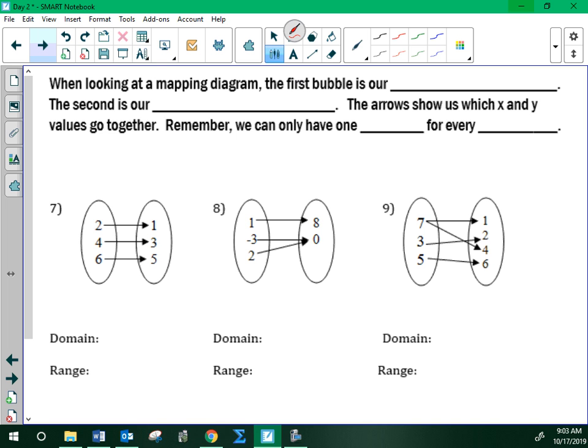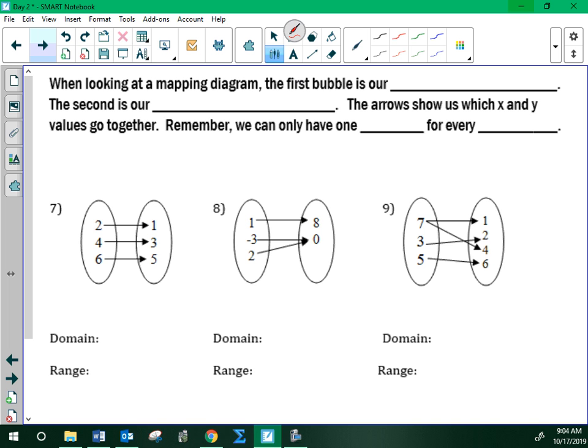All right, raise your hand if you've seen something like this before. A few of us? All right, so this is what we call a mapping diagram. And it's kind of like a table, but instead of, when we have repeats, writing them more than once, they draw arrows. So what you see here is that 2 goes to 1, 4 goes to 3, and 6 goes to 5. Nothing gets repeated there. What I see over here for number 8, 1, 3, and 2, notice they each have 1 arrow coming from it, so those aren't repeated.